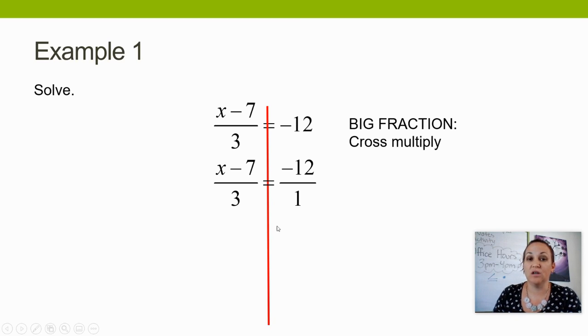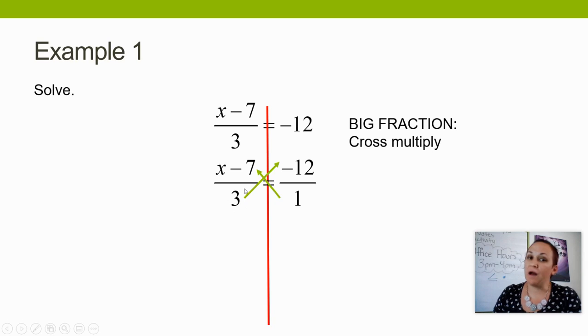Cross multiplication is when you take the bottom of one fraction and you go diagonally through the equal sign and you multiply it by the top of the other fraction. In this problem, I will be multiplying 1 times x minus 7. But when you times something by 1, it doesn't change. Then we bring down the equal sign.